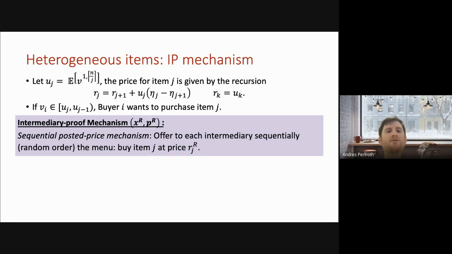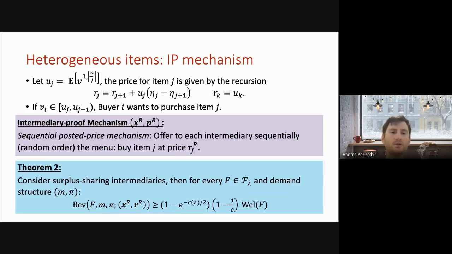The mechanism is as follows. We're going to offer each intermediary a menu of all the goods. Then the intermediary can purchase any of the goods. Then we're going to pick the second intermediary, randomly chosen, and offer the remaining goods, until we reach the last intermediary. So using these convex programs, with constant probability, all the goods are going to be sold.